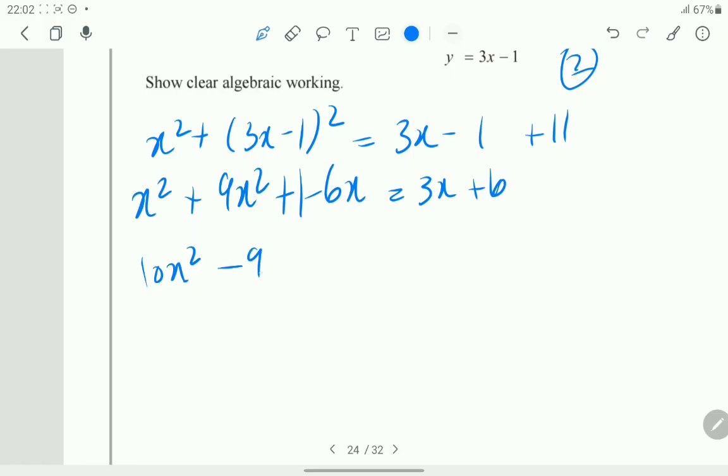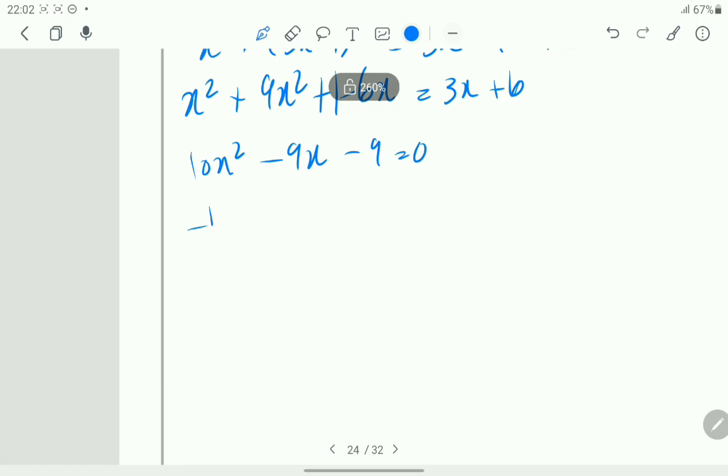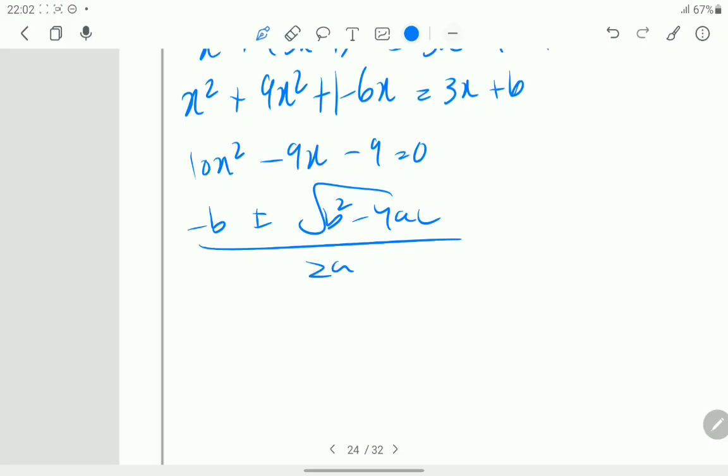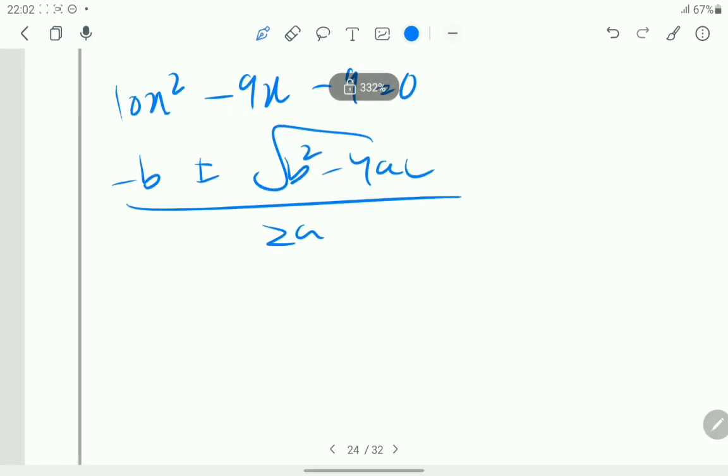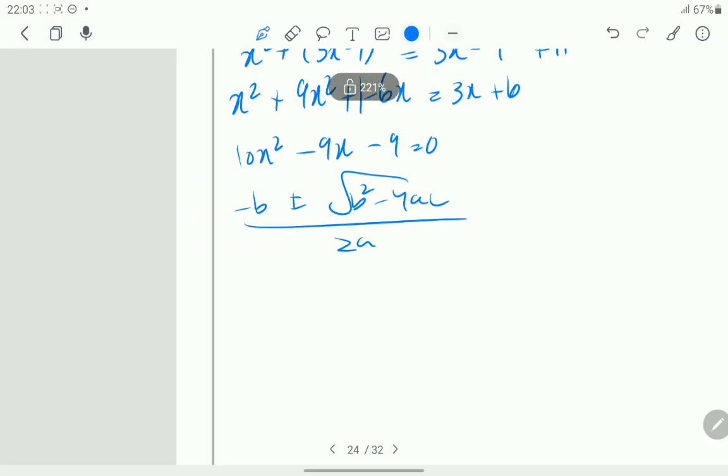This comes here, we get minus 9x, and this comes here, we get minus 10 plus 1 is equal to minus 9 equals 0, and using the quadratic formula, b square minus 4ac over 2a. You need to show proper workings because it's your examiner's requirement. I, for my own personal reasons, can use a calculator obviously.